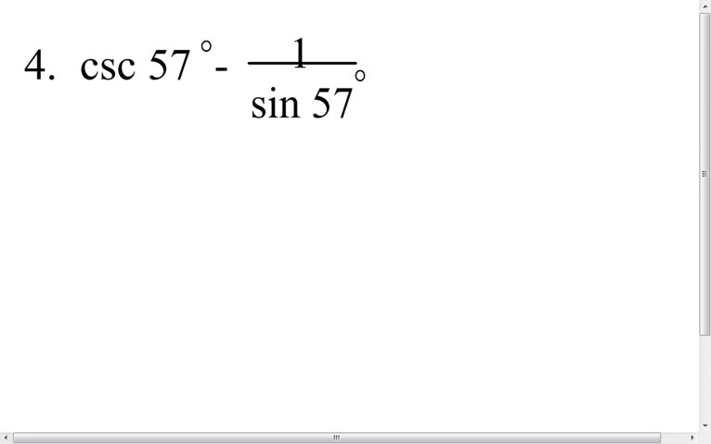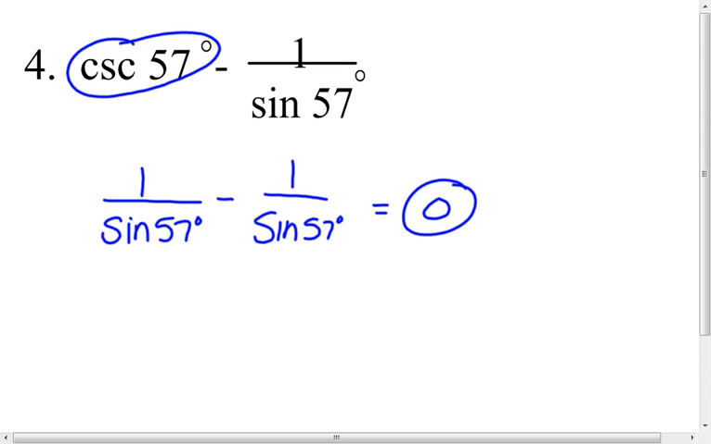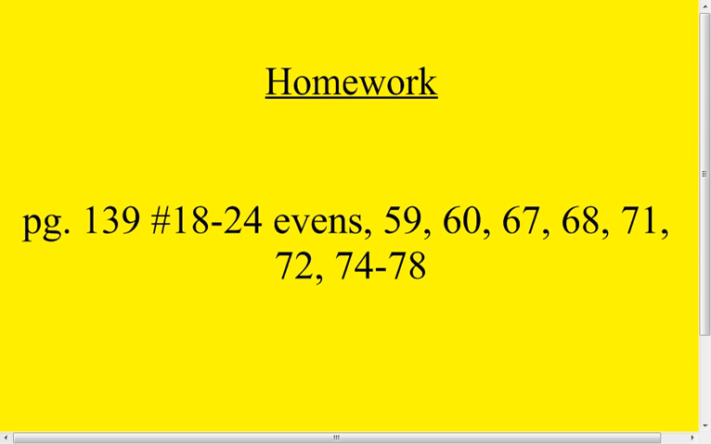All right. Here I've got another one. Again, very similarly, cosecant is the reciprocal of sine. So if I use my reciprocal properties, cosecant I can rewrite as 1 over sine of 57. And if I rewrite it like that, you can see that you have the same quantity that you're subtracting from the same quantity. Well, if you have 5 minus 5, you have 0. If you have 1 over sine at 57 minus 1 over sine at 57, you have 0. Okay? And that should do it.